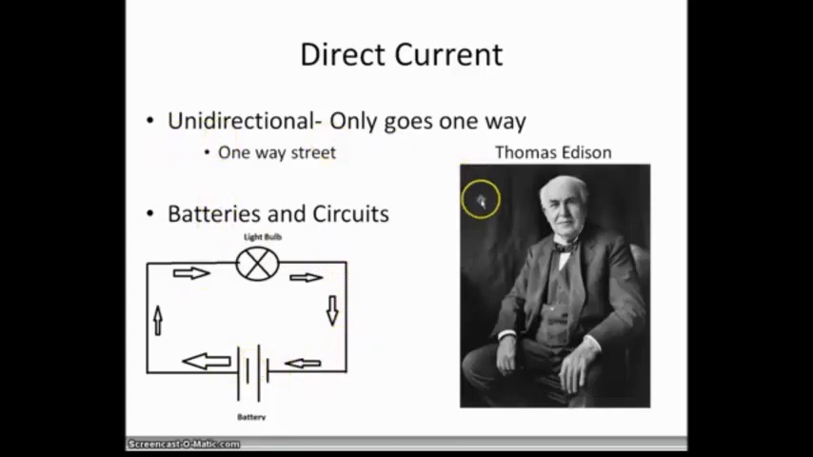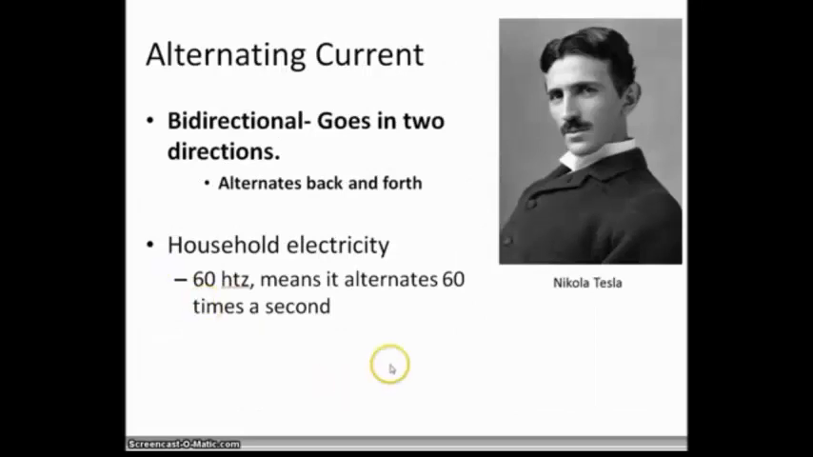This was made famous by Thomas Edison. Thomas Edison is the one that really tried to use this with their houses and almost powering towns with it. He almost did it exclusively with direct current. But what happened is this man came along, and his name was Nikola Tesla, and he came up with this thing called alternating current. Nikola Tesla actually now has a car named after him, the Tesla.